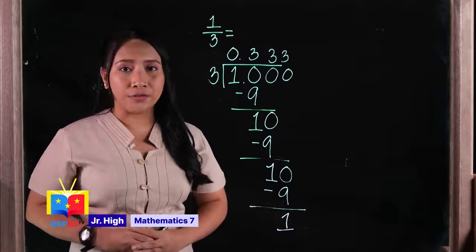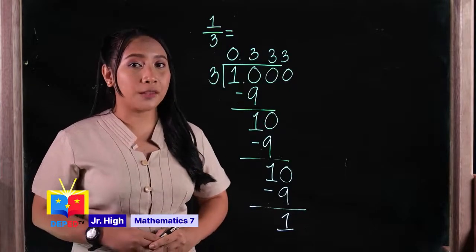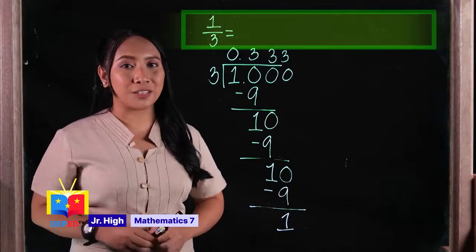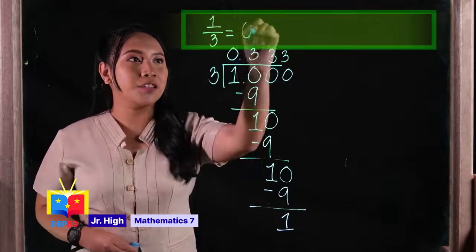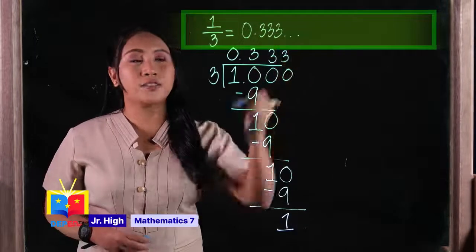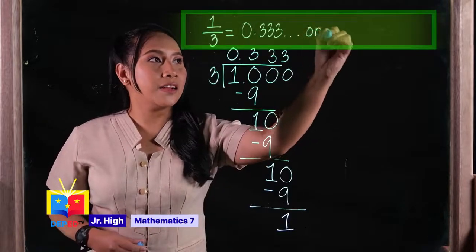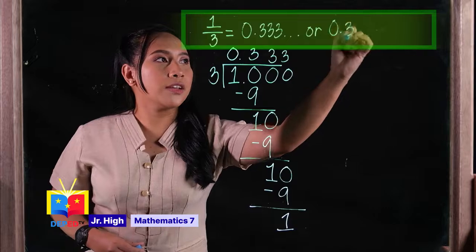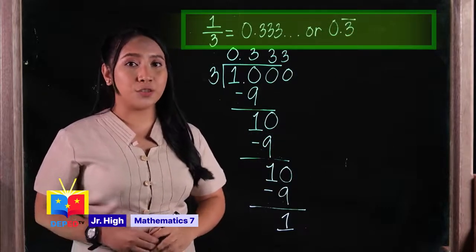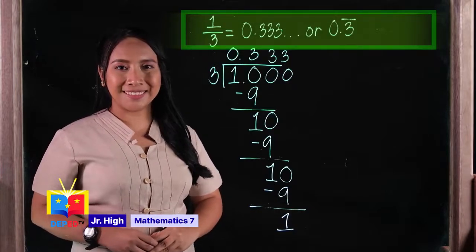As you can observe, this will be a recurring process of dividing 10 by 3. Therefore, we can say that 1/3 can be expressed as 0.333 and so on. Or it can also be written as 0.3 with a bar. This bar notation is used for repeating numbers or repeating decimals.